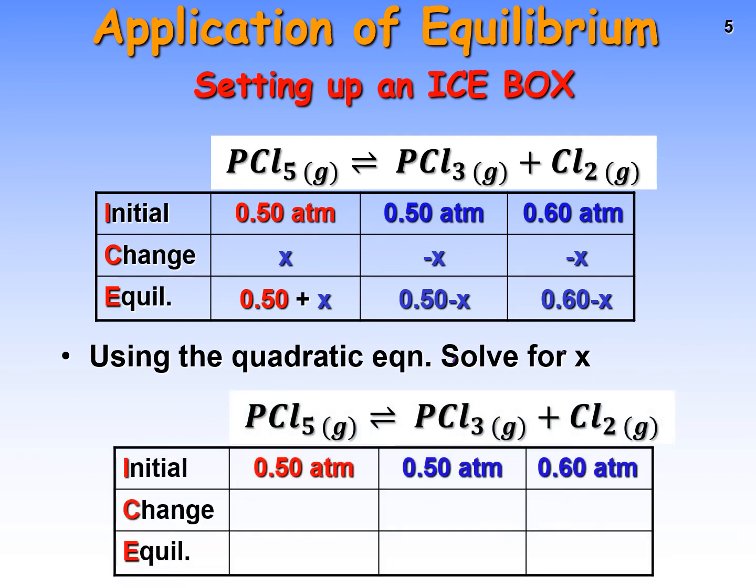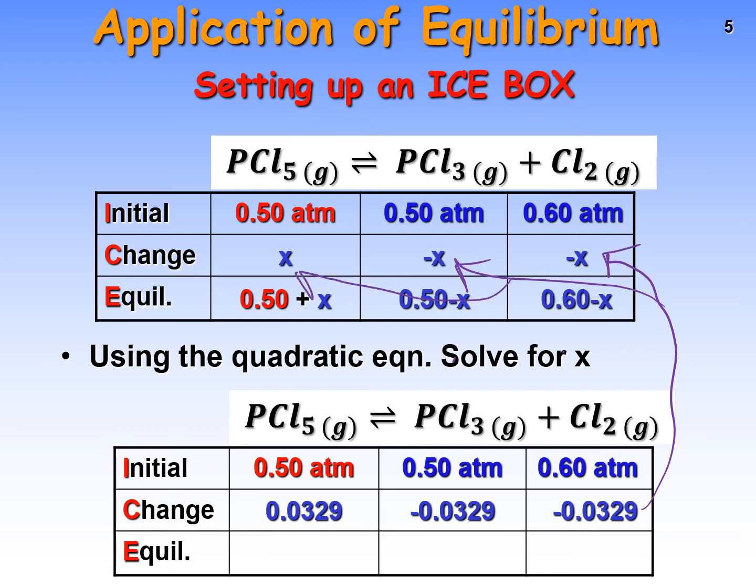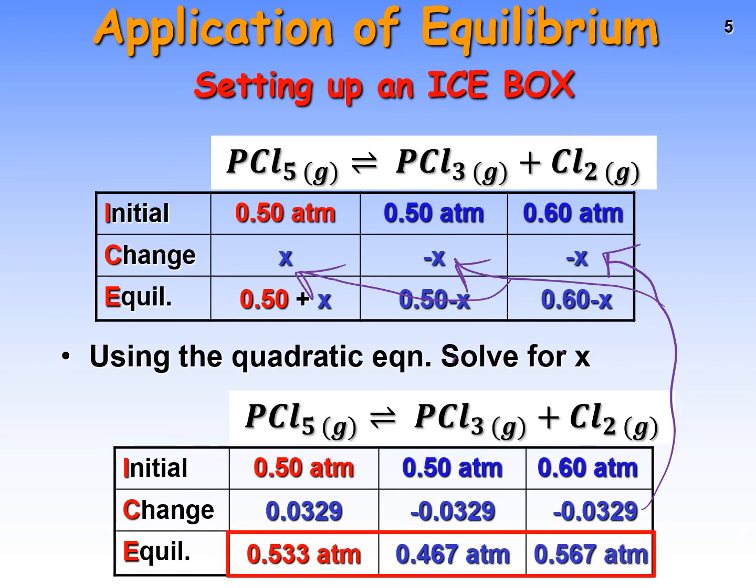What you're going to get is that X is equal to 0.0329. And so we can plug that into our ICE table. Basically, this value 0.0329 goes here, and there, and there, and we get this. We add our two rows, and we get these partial pressures for everything at equilibrium. All right, so let's do one more example problem like this, and then we'll call it a day.